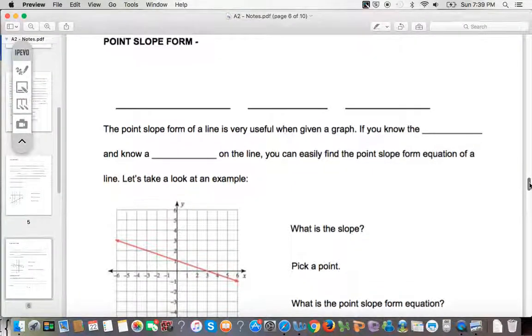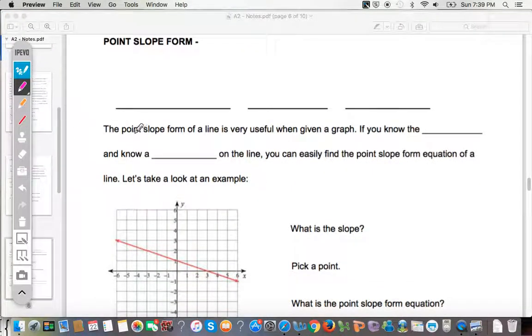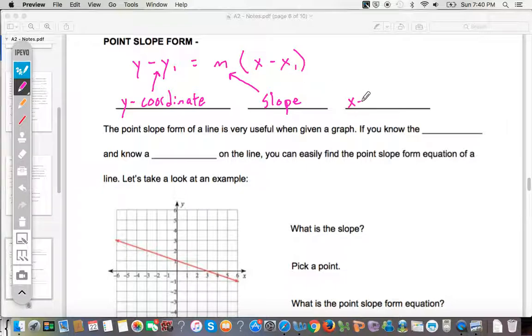Alright, the last form we'll go over is point-slope form. Okay, so for point-slope form, again, kind of a long equation, but we can break it down. y minus y1 equals m times x minus x1. Okay, so our y1 here is just a y coordinate, and it can be any y coordinate. Our m is our slope, like usual. And our x1 is going to be our x coordinate.